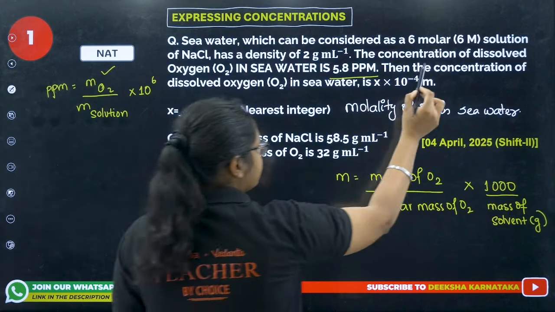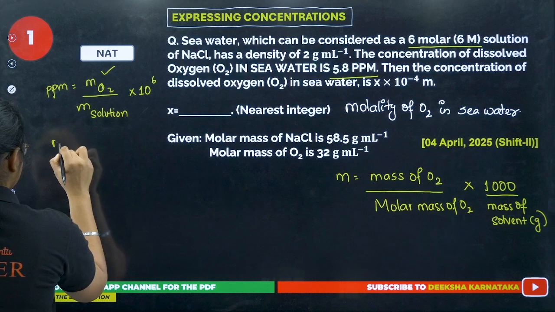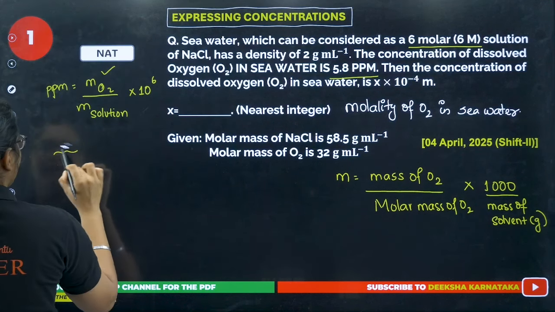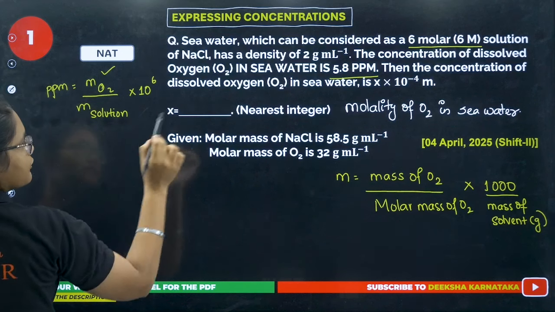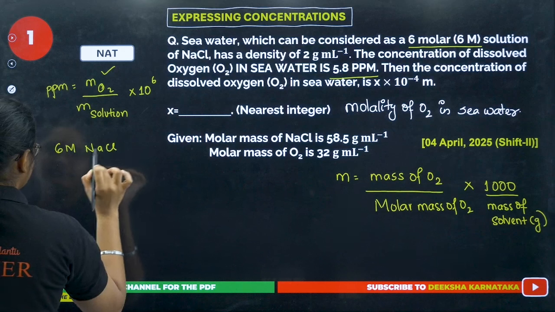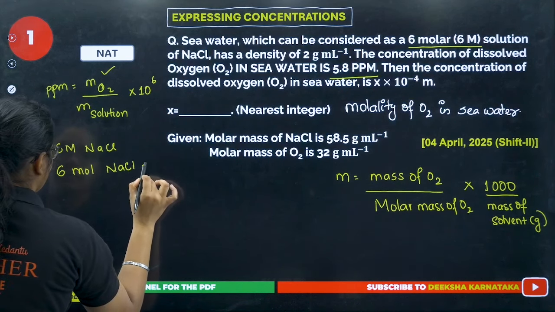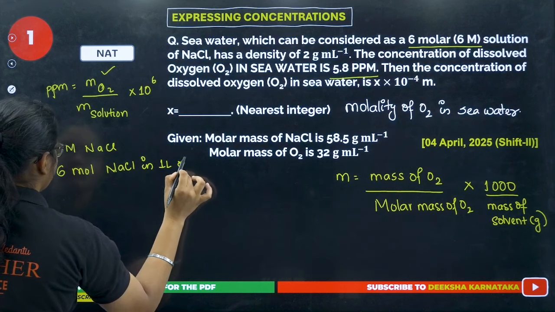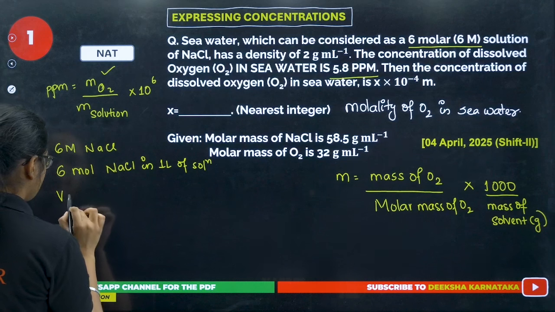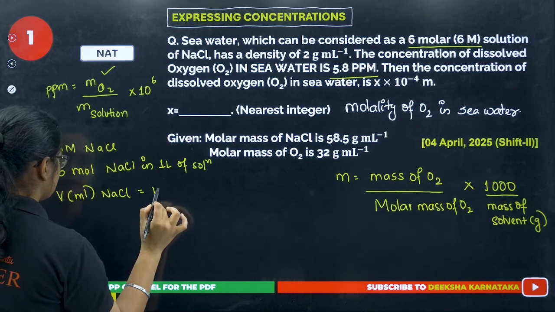So I have been given this 6 molar solution. What do you mean by 6 molar solution? For NaCl, or just let me tell you that, what is the volume? 6 molar means what? 6 molar NaCl means 6 moles of NaCl in 1 liter of solution, right? So what is the volume of the solution? That is 1000 ml.